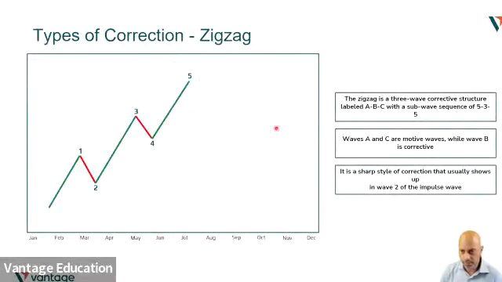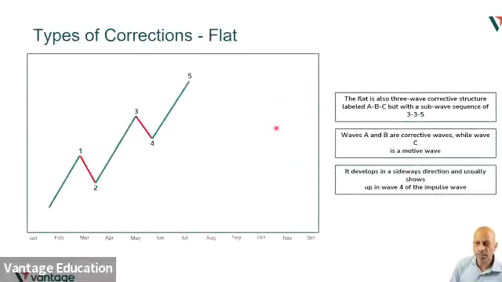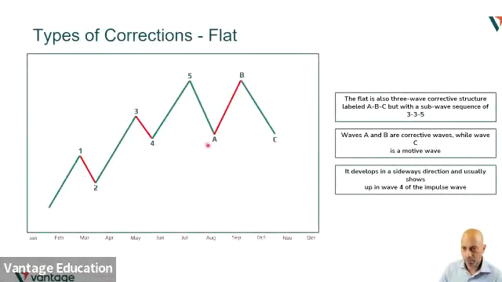So this is the main one. And of course, within it, you can have subdivisions as well. And you can break it down and label it accordingly like this. And you can also have corrections that are flat. So that means your motive wave A, corrective wave B, and motive wave C.